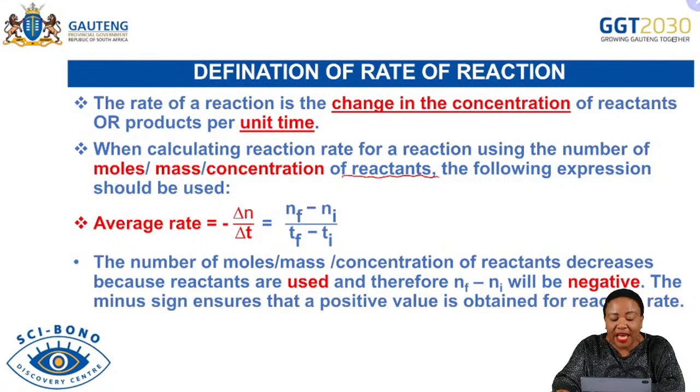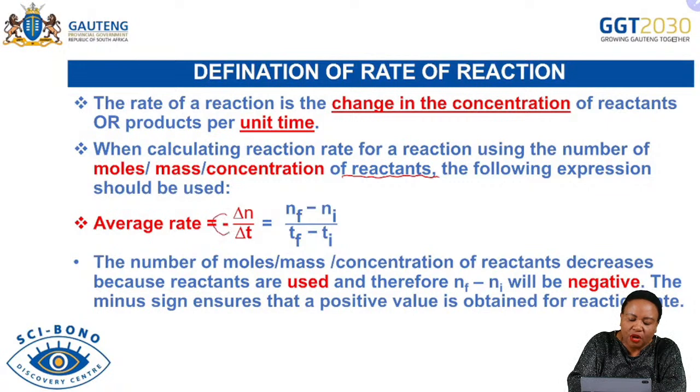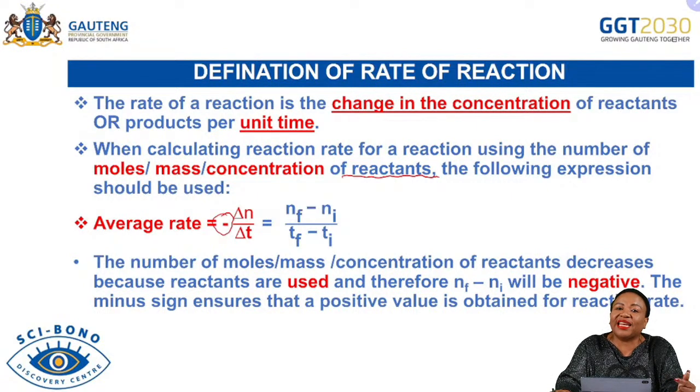If we are now looking at the rate of reaction in terms of the reactants, we are going to use the following formula. We are going to say the average rate is equal to minus the change in the number of moles or mass or concentration of the reactants over time. Or we can say the rate at which the number of moles or the mass or the concentration of the reactants will change. Now, if you check in my formula, there is a minus. Why is this minus important? Remember, we will be calculating in terms of the reactants.